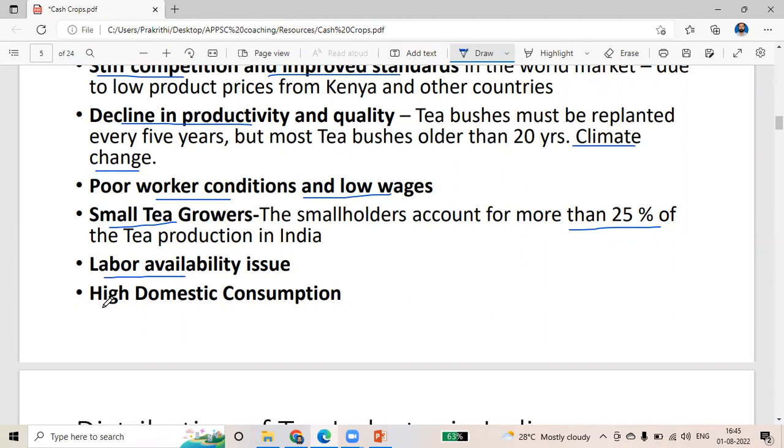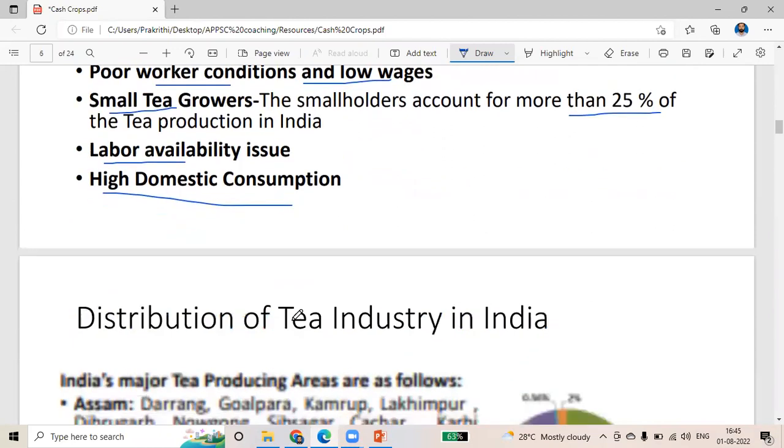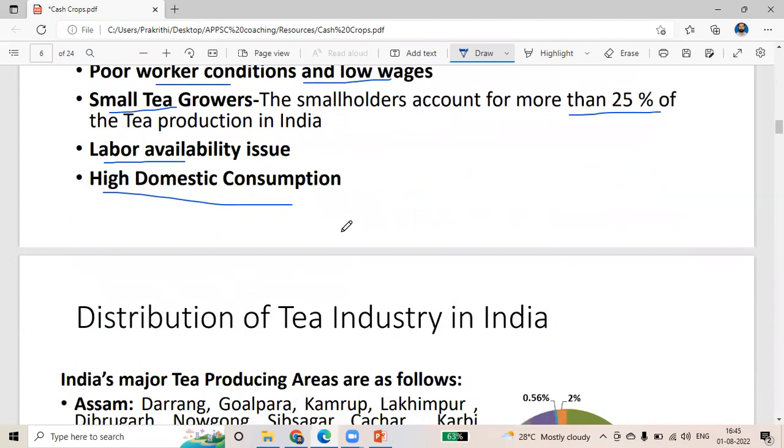Another one is high domestic consumption. India is one of the leading producers of tea. At the same time, India is also one of the leading consumers of this tea. So there is a lot of domestic demand for tea. So export करने के लिए we are facing a problem. So these are some of the challenges that we are facing in the tea industries.